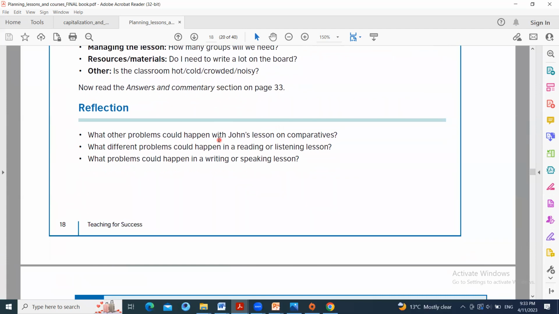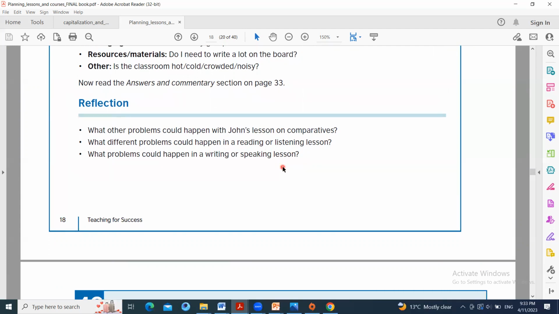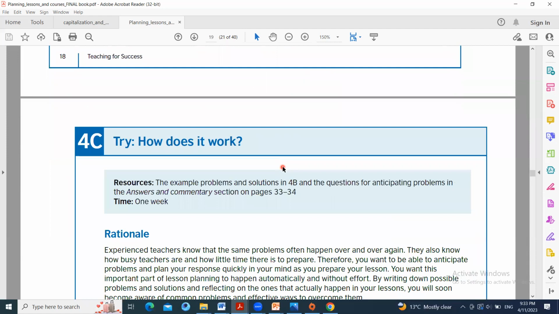Also, here we have some points of reflection. What other problems could happen with John's lesson on comparatives? You can think of some questions. What different problems could happen in a reading or listening lesson? And what problems could happen in a writing or speaking lesson? You can think of some questions connected with it.